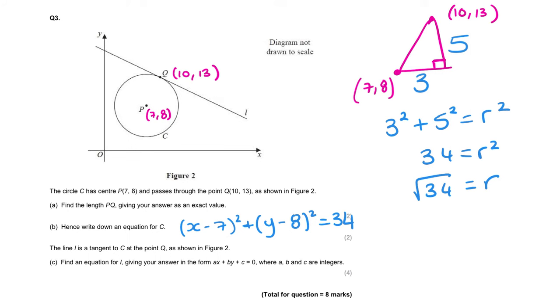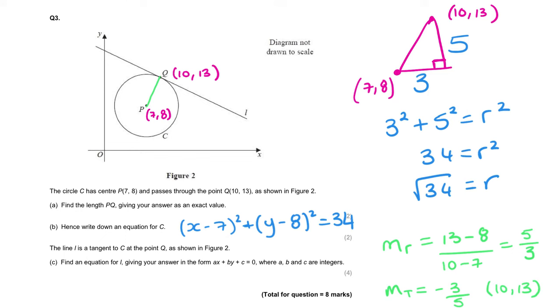So step 1, we need to find the gradient of P to Q, the gradient of our radius, which is going to be 13 minus 8 over 10 minus 7, which is 5 over 3. Okay? I then need the gradient for the tangent, which is the negative reciprocal, so that's minus 3 over 5. I have my coordinate, which is 10, 13. I'm now able to find the equation of the straight line.